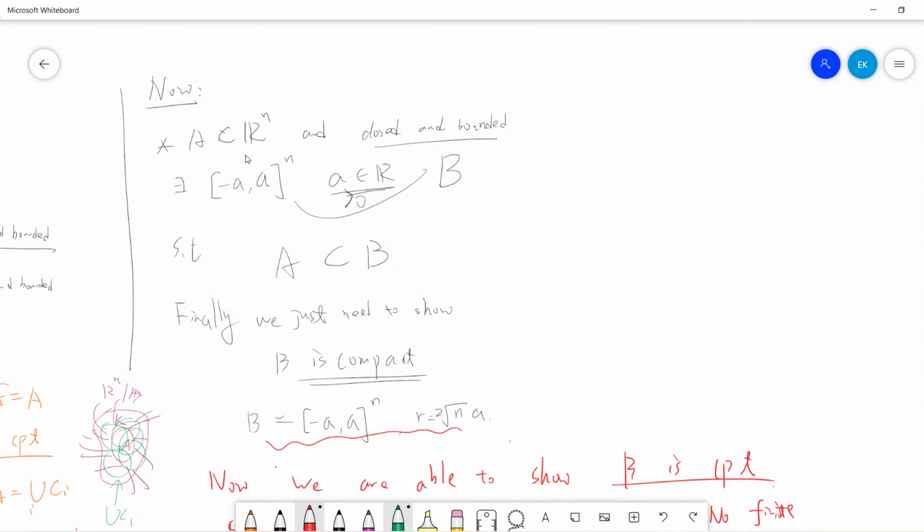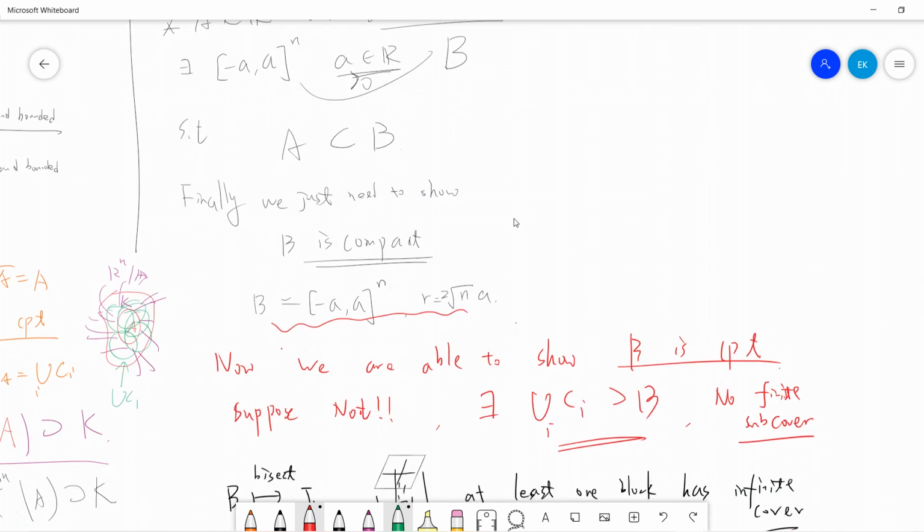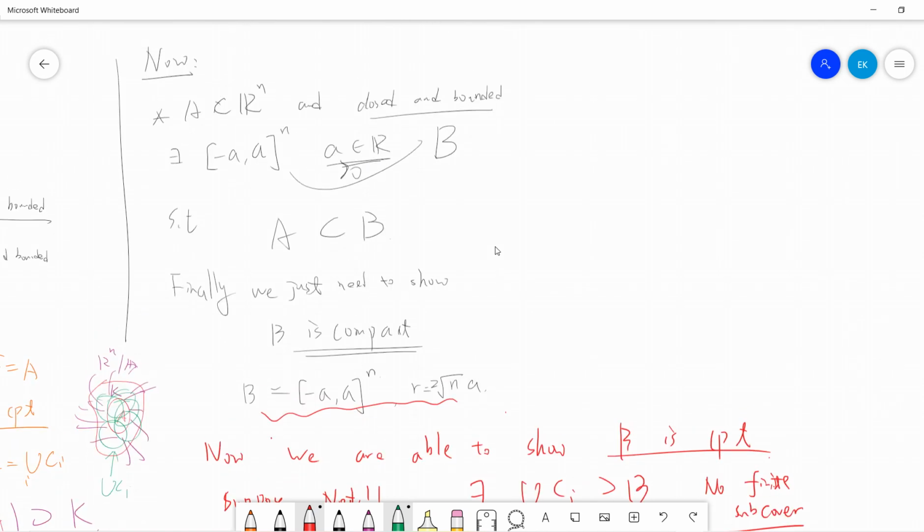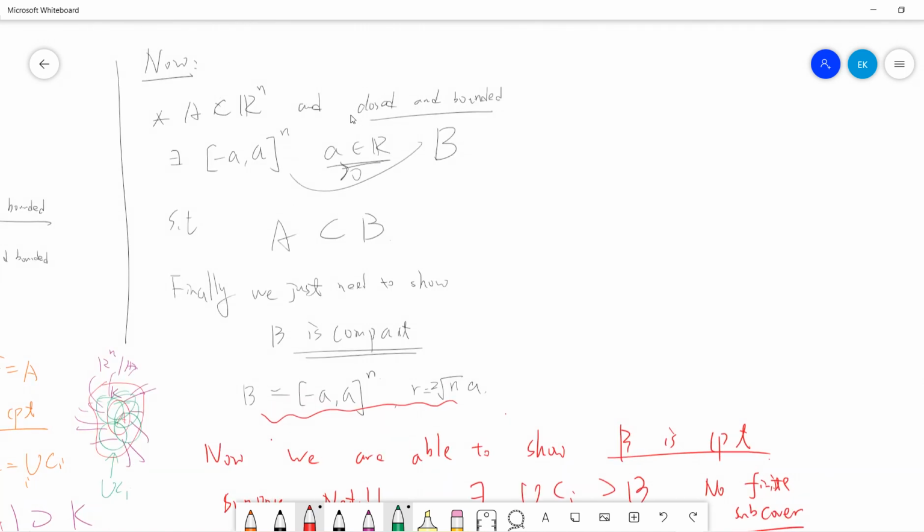Now the proof is very simple. We want to show that A is closed and bounded implies compact. Since it's bounded, I can find a very large cube with side length a, a to the power n, basically a cross product of n coordinates. Let's call it B. B will cover A. So the idea is that we need to show B is compact, because A is already closed.